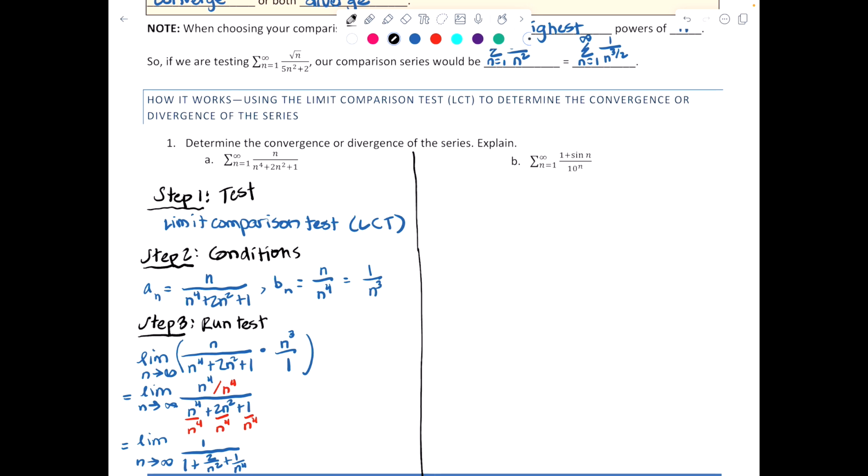And with this one, we have to put a little bit of initial thought into this, okay? So sine of n has to be between -1 and 1, right? So if you add 1 to that, you'd have 0 less than or equal to 1 plus sine n, which will be less than or equal to 2.